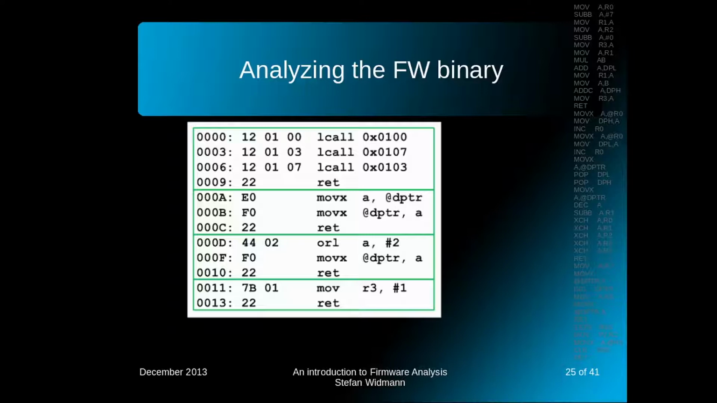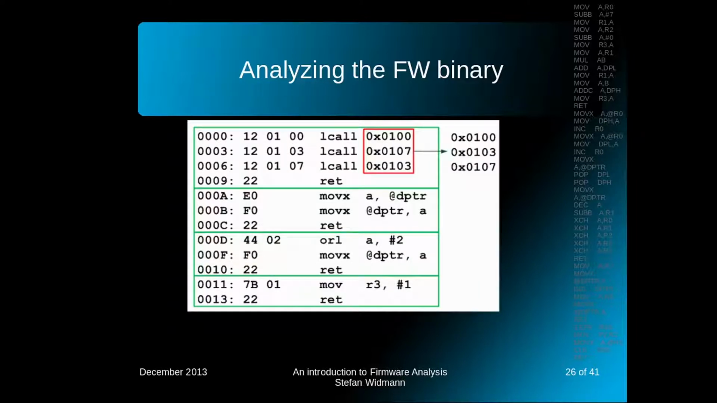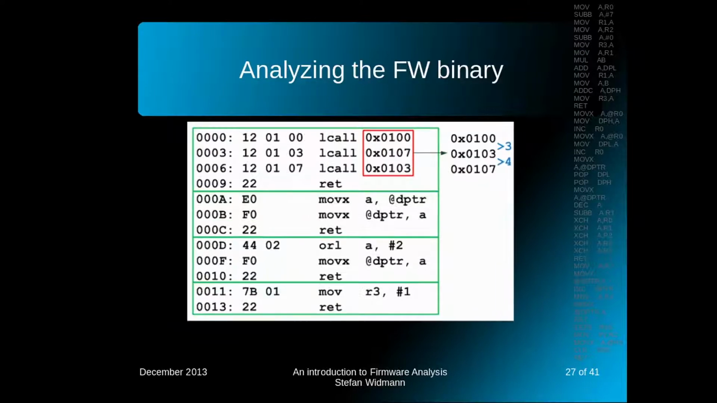And we can see that the first call to 100 is outside of our example. We do not have a 100 hex in this example. So what we do is we are taking the 3 subroutine addresses and sort them. So we're getting 100, 103, and 107. We build the difference to figure out the length of the subroutines. So we get 3 bytes and 4 bytes.